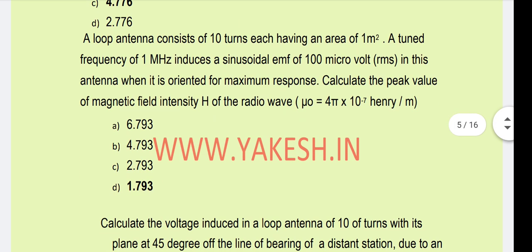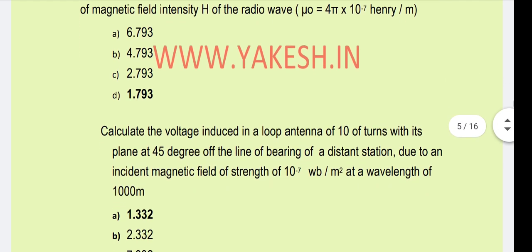A loop antenna consists of 10 turns, each having area of 1 meter square. A tuned frequency of 1 MHz induces sinusoidal EMF of 100 microvolts in the antenna when it is oriented for maximum response. Calculate the peak value of magnetic field intensity H of the radio wave. Option D is the correct answer, 1.793.